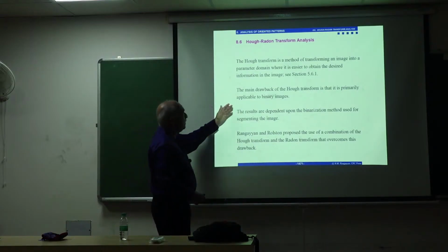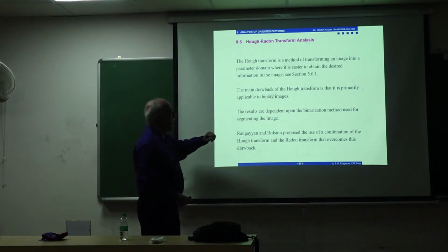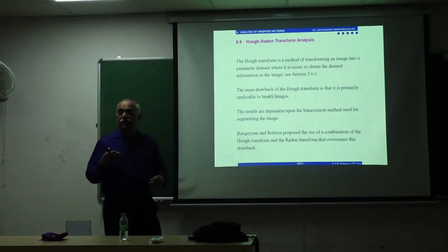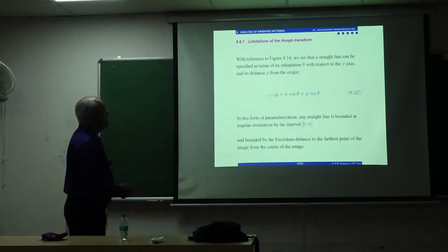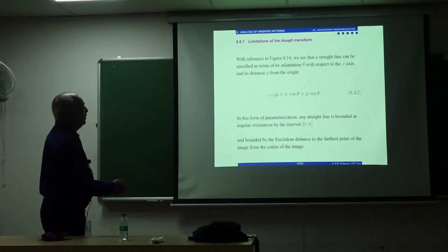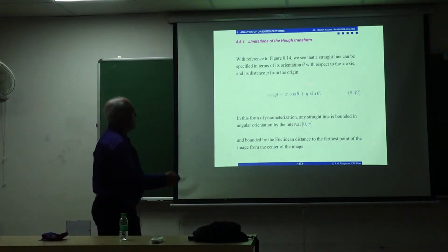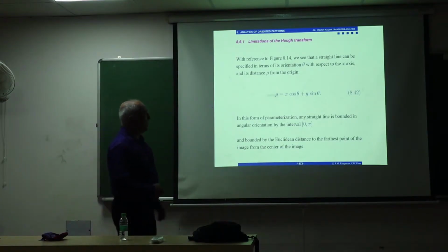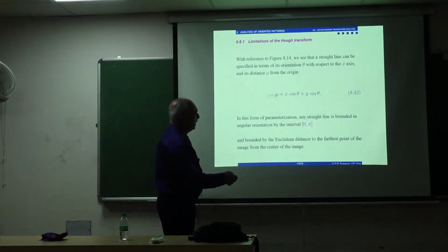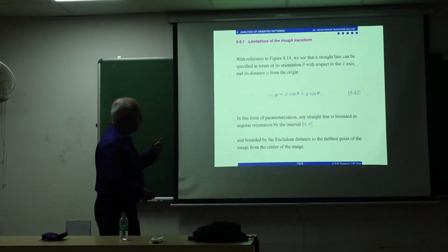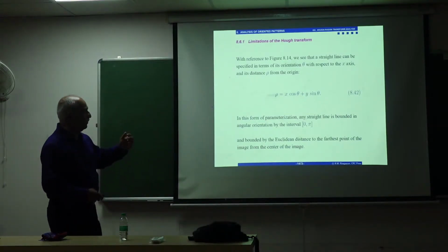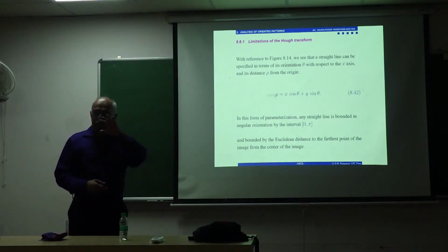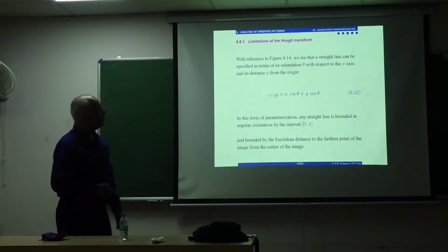So the results of the Hough transform are dependent upon the binarization method or the detection method to segment the image and get the patterns. We said we use rho equal to x cos theta plus y sin theta as the equation of the line. Any straight line is bounded in angular orientation by 0 to pi and bounded by the Euclidean distance to the farthest point on the image from the center, assuming the center of the image is the origin.